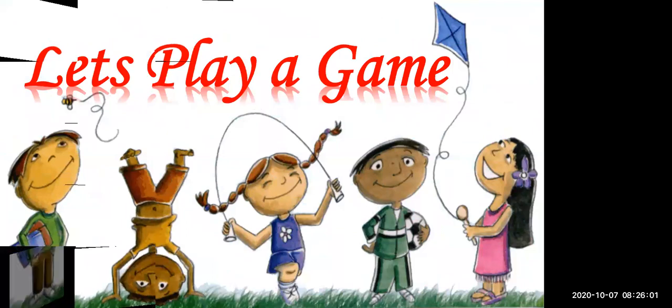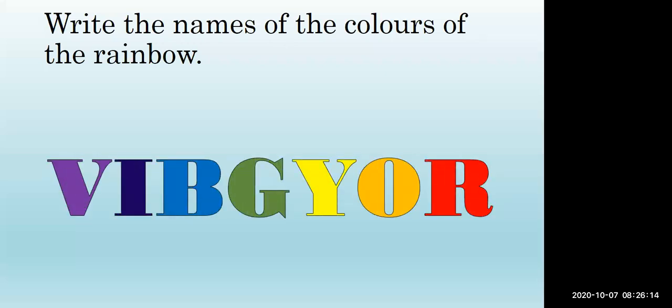Now, let's play a game. As you all know, the colors of the rainbow, children. Now you have to write the names of the colors of the rainbow. Here I have given you the hint. The first letter of each color of the rainbow is already given to you, so that you can easily write. So let's see.